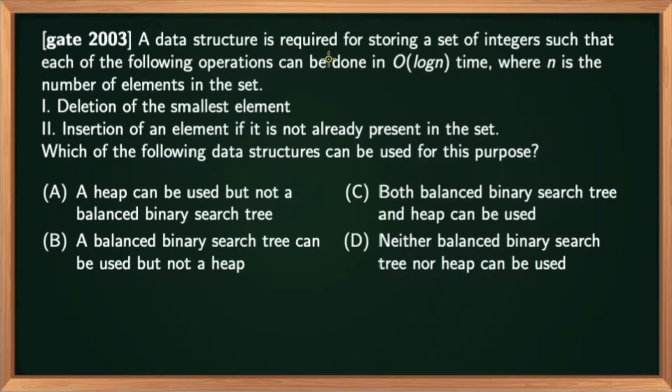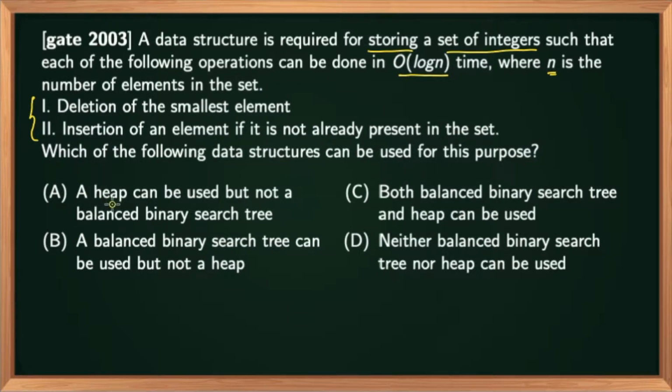A data structure is required for storing a set of integers such that each of the following operations can be done in order of log n time, where n is the number of elements in the set. So we have 2 operations to support. One is deletion of the smallest element, and the second operation is insertion of an element if it is not already present in the set. Now, which of the following data structures can be used for this purpose?